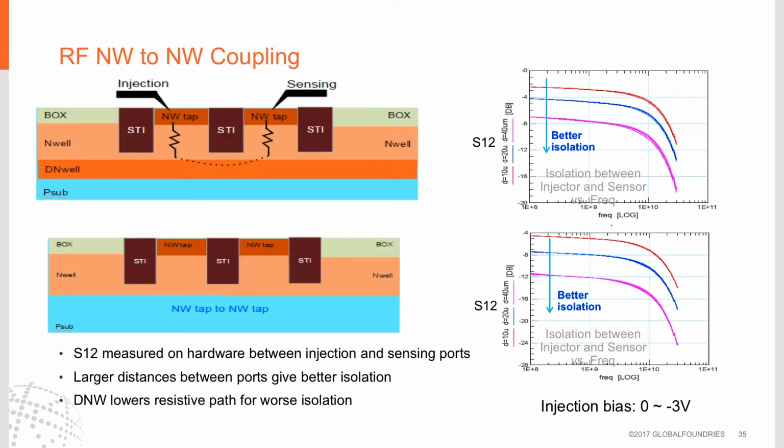Here we measure the coupling from one N well tap to another with and without an underlying deep N well. On the right hand side, what we see is a family of curves that show what this coupling would be as a function of distance: 10 microns, 20 microns, and 40 microns spacing. So as expected, the greater the spacing, the better the isolation. And also, we find that when we remove the deep N well, we get better isolation, which again is not unexpected.